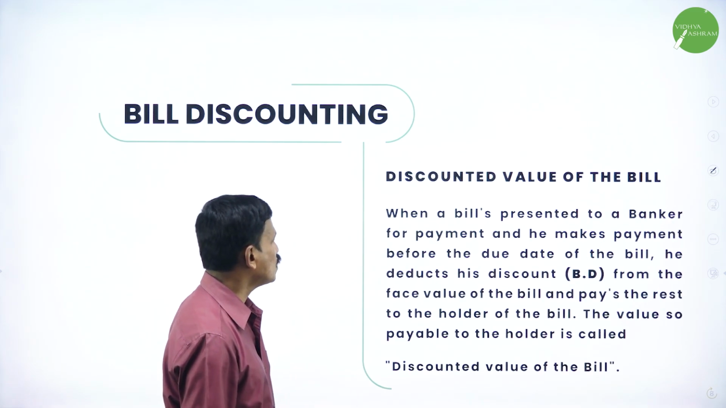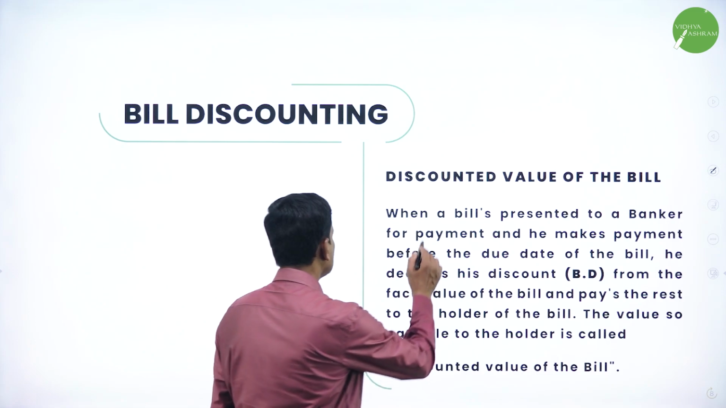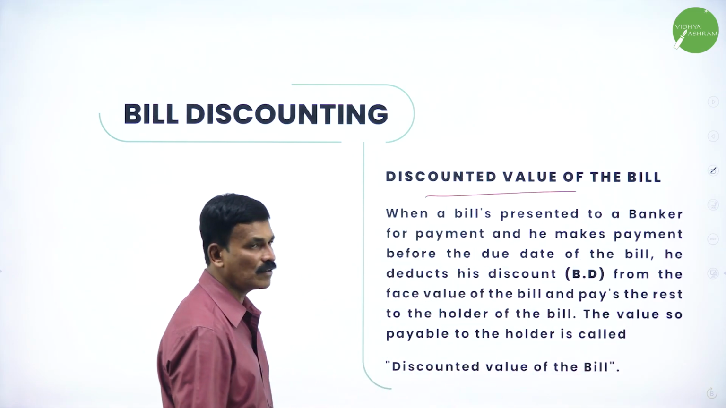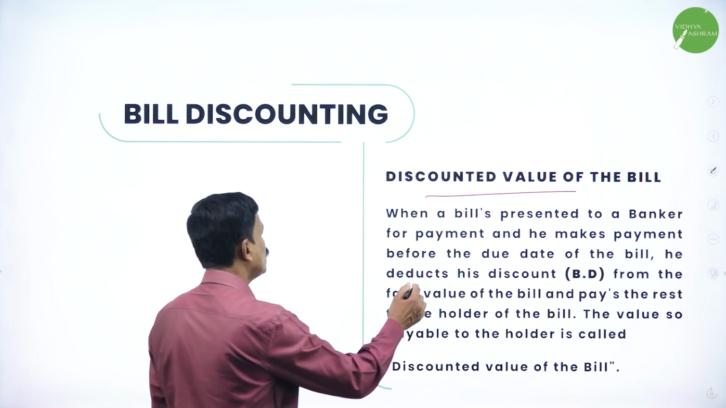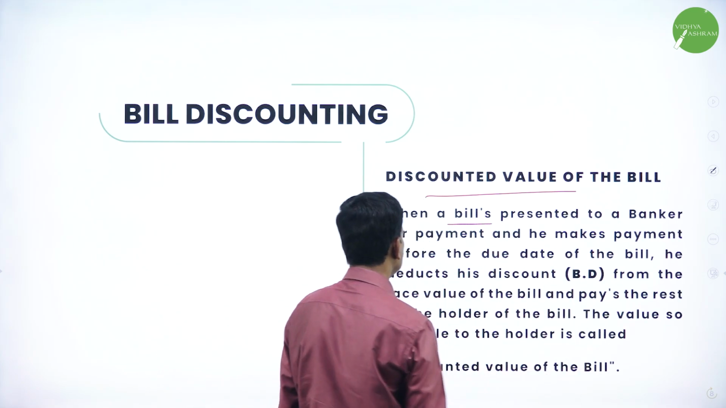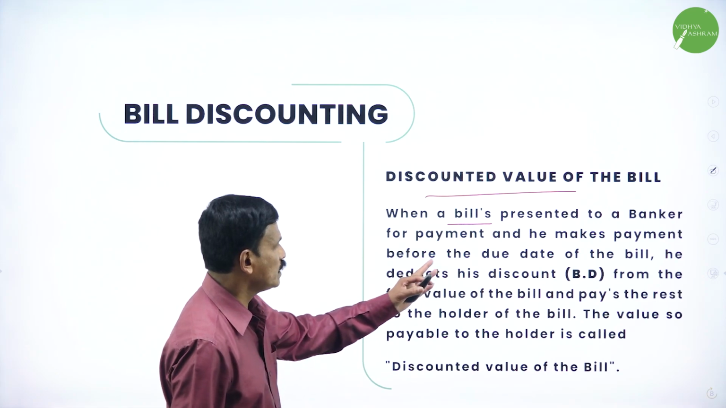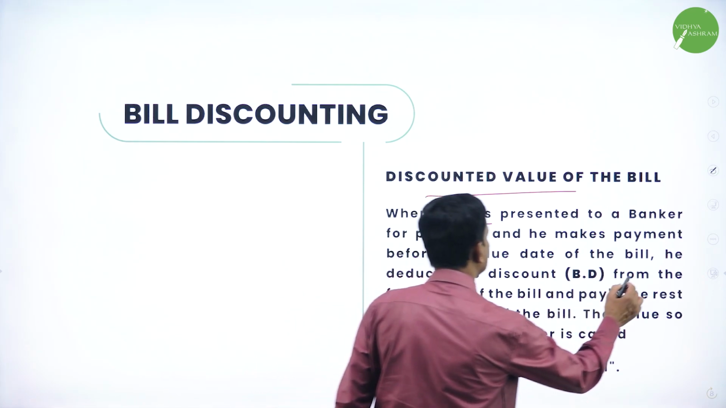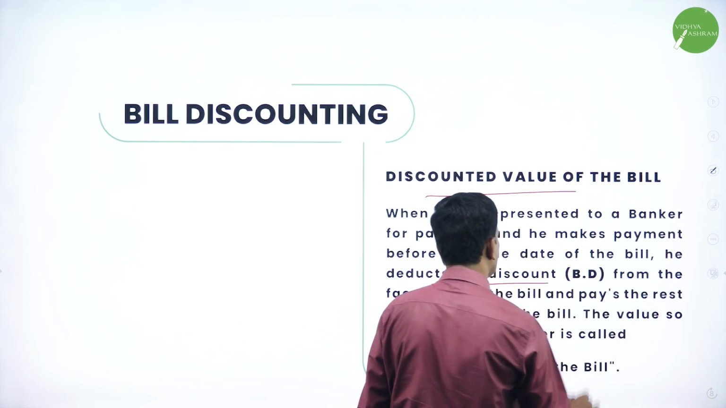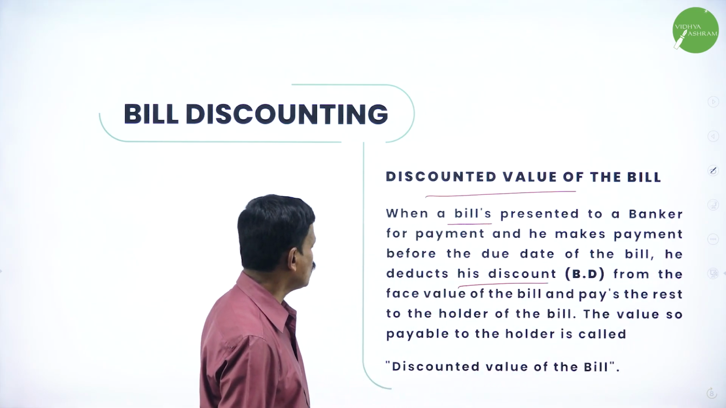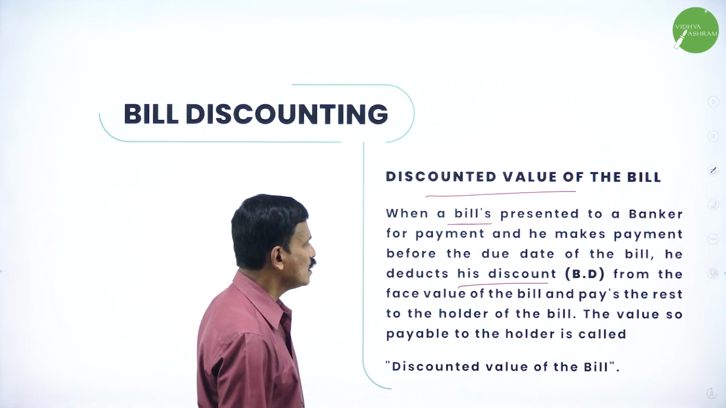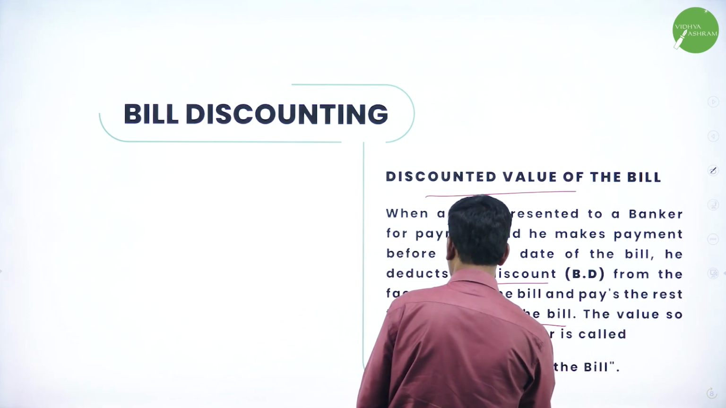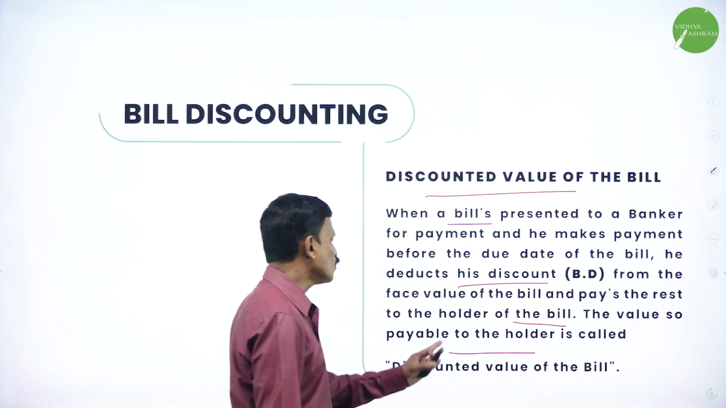Now, discounted value of the bill. What is meant by discounted value of the bill? The discounted value of the bill is nothing but this: when a bill is presented to a banker for payment and he makes the payment before the due date of the bill, then he deducts his discount, that is banker discount, from the face value of the bill and pays the rest to the holder of the bill.